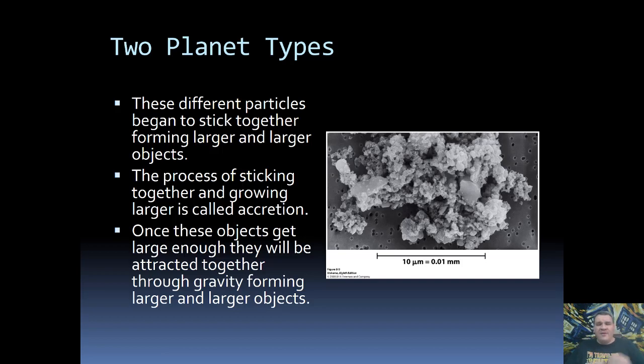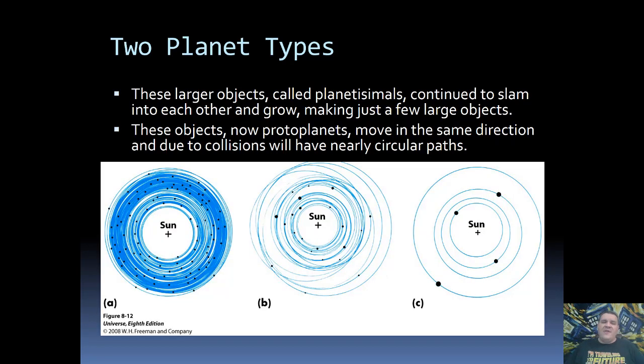Well, over time, these pieces, as they're getting bigger, are going to grow large enough that gravity is going to be able to start pulling them together. At this point, where they're big enough that gravity helps them accrete, then we refer to these objects as planetesimals, and they're about the size of modern-day asteroids. So they're getting pretty big. So at one point in the early solar system, we had hundreds of thousands to millions of planetesimals all orbiting around the sun.